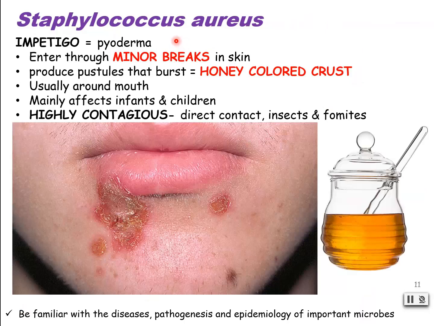Impetigo is really common, especially amongst children. Another name for that is pyoderma. Whenever you see pyo, it means pus. Through minor breaks in the skin, the Staphylococcus aureus enters, and then you get this honey-colored crust from the pus. It is highly contagious. Children often are very touchy, so it spreads through direct contact, but also, once again, through fomites. And insects can even carry it from one person to the next.